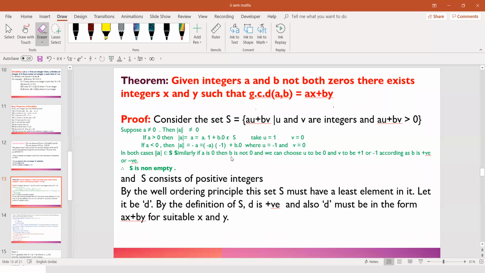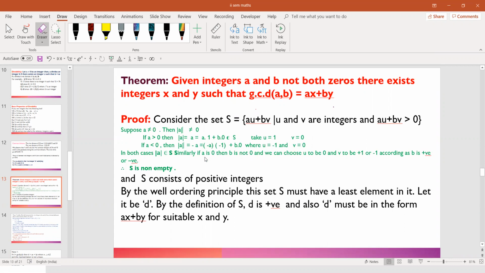If B is not equal to 0 but A is 0, which element always belongs to S? That is the modulus of B. So either A is not equal to 0 or B is not equal to 0, and one element will always be in this set. Therefore, this is non-empty. So this is a non-empty collection of positive integers, all integers greater than 0.